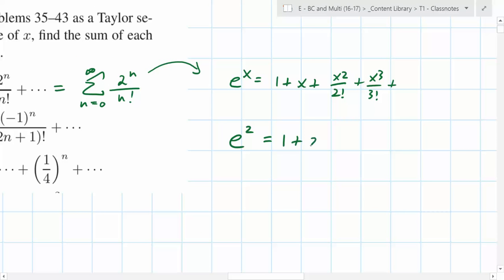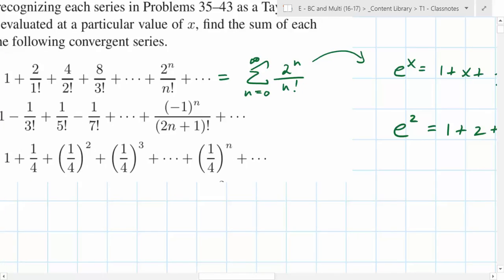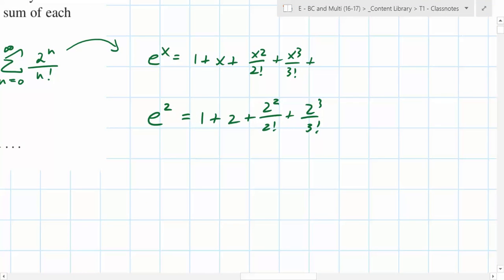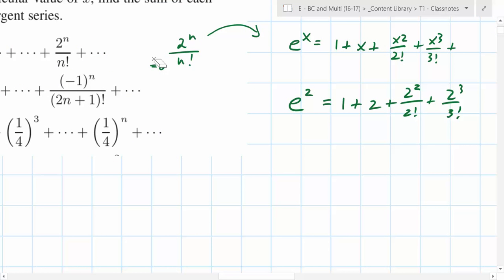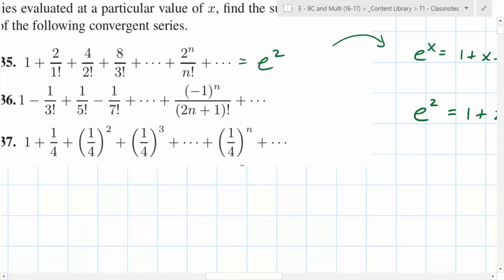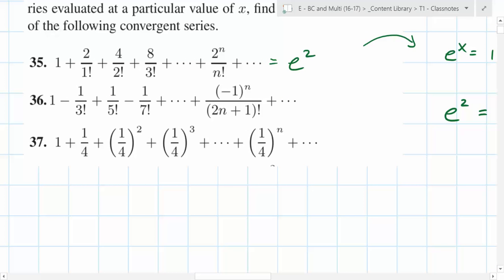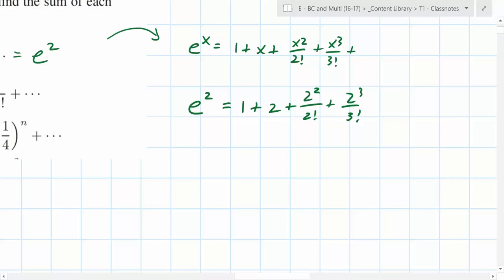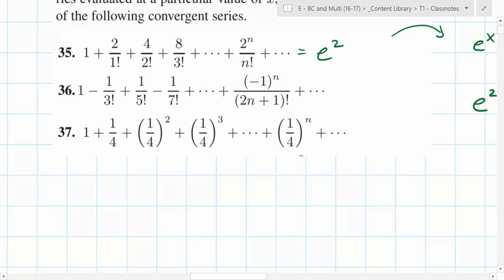1 plus 2 plus 2 squared over 2 factorial, I'm just doing it out, plus 2 cubed over 3 factorial, right? Is that what you have right there? Yes. So what does this whole thing equal? This is just e squared. What is e to the x? You plug in 2 and you get that exact thing. So it's e squared. That's all it is. Each one is very, very similar to that.